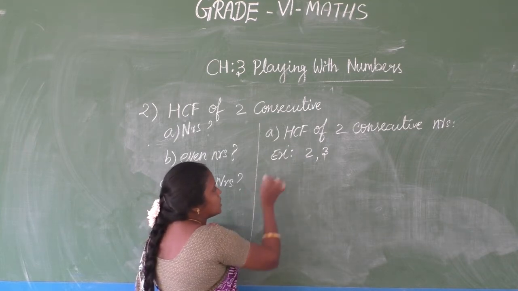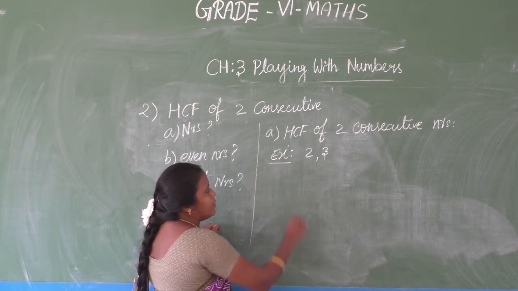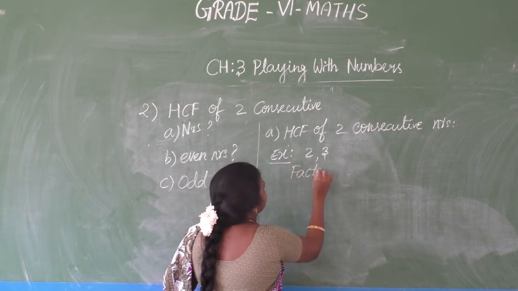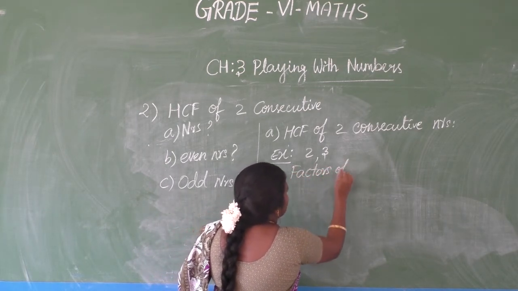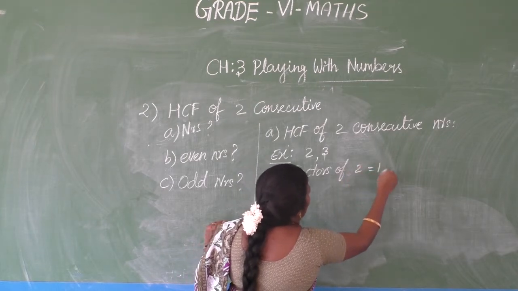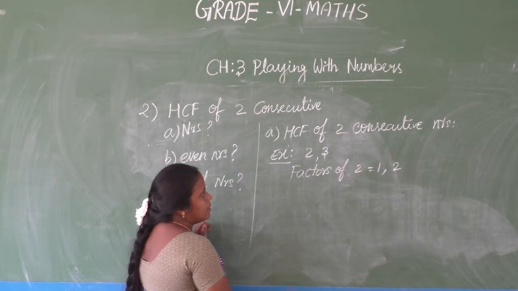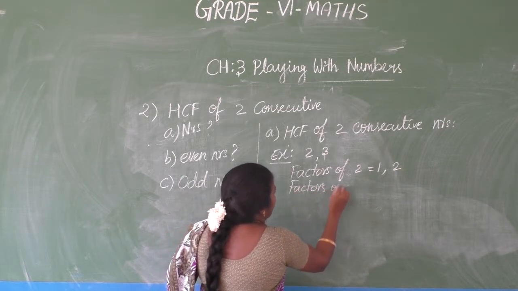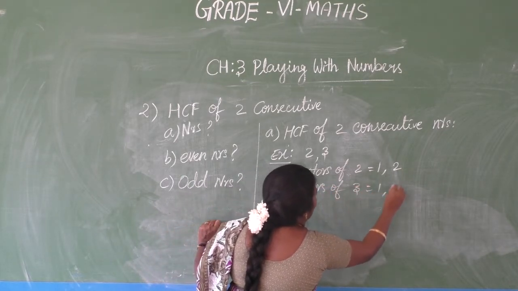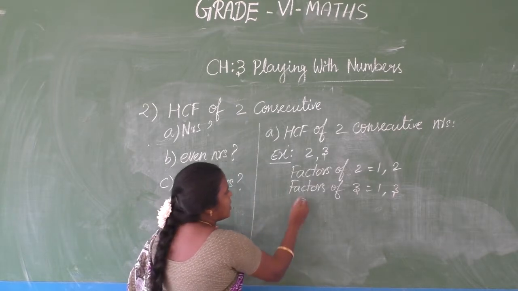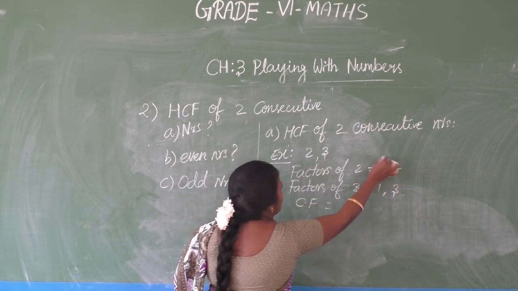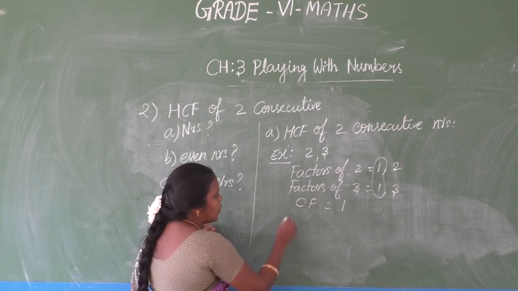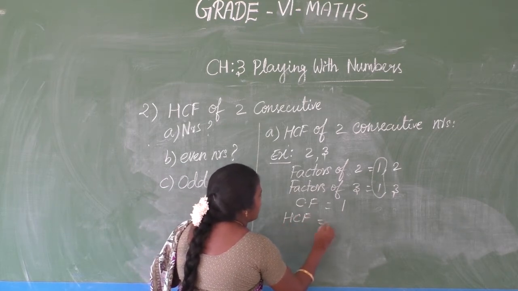So first, what is the procedure for finding HCF? Factors we have to find. So factors of 2, what comes? 1, 2 is 2, that's all. Likewise, factors of 3. 1, 3 is 3. Common factors, here 1 only. Common factor is here 1 only. That is the HCF also.